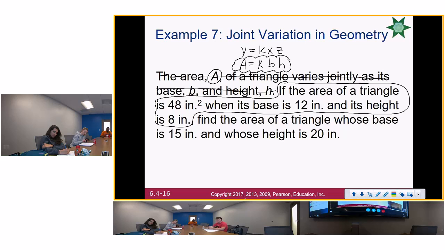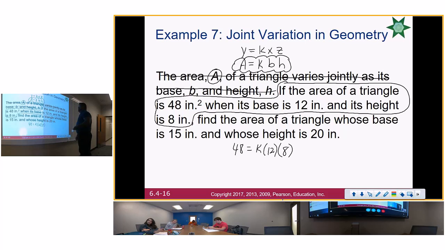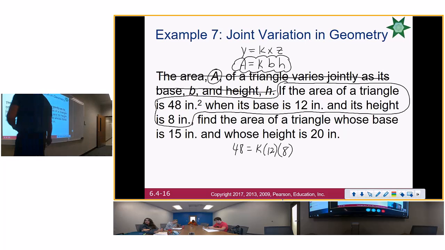So, A is 48, is equal to K times 12 times 8. Now, I'm not going to write any numbers yet because I'm going to try to condense as much as I can. Show you a trick I learned in the war. 12 times 8.